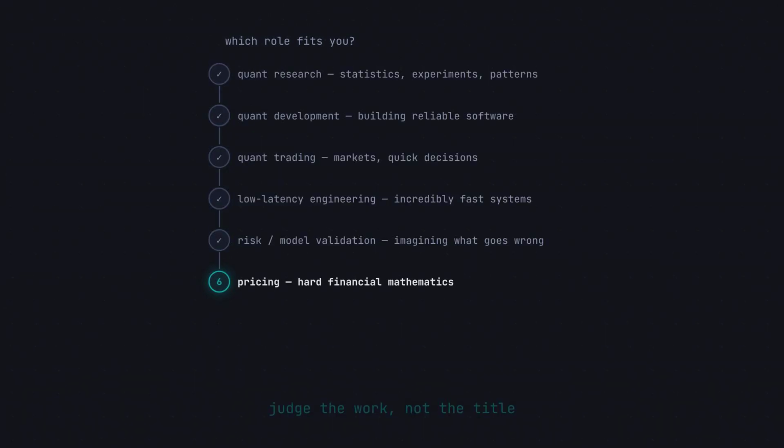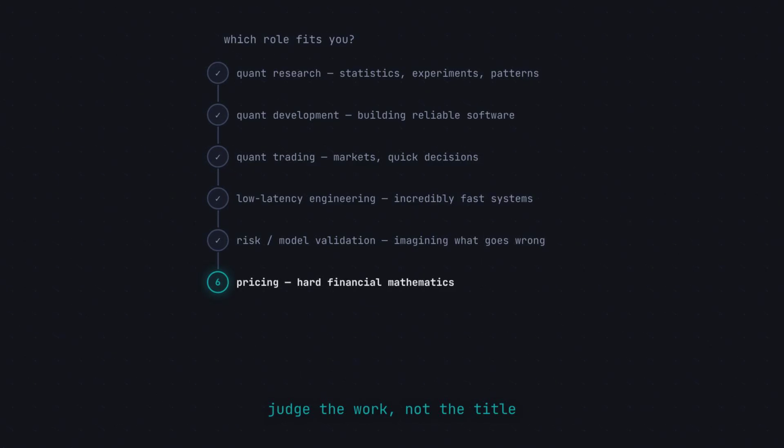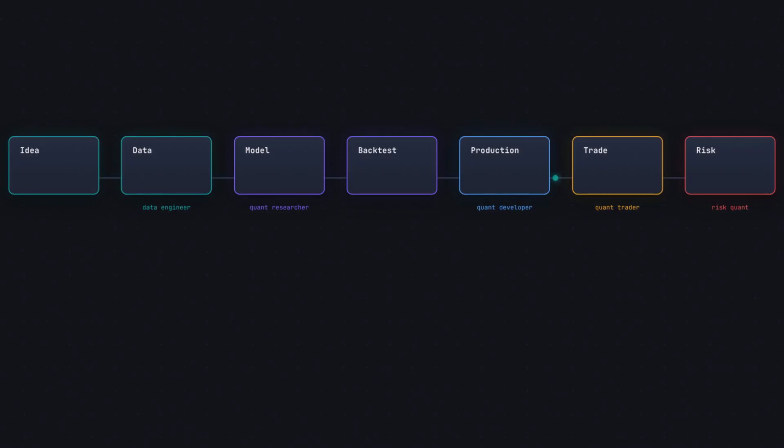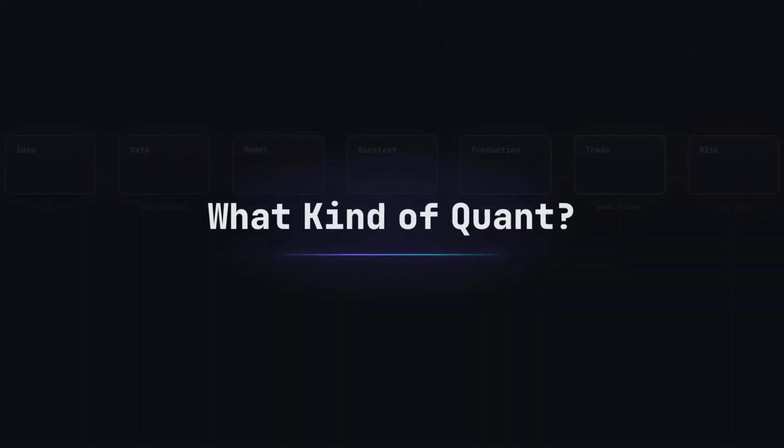One warning, job titles in this field are messy. The same role can be called quant developer at one firm and research engineer at another. Judge the role by what the person actually does, never by the title. A quant is not one job. It is a team of people using data, mathematics, and software to solve different parts of the same problem. So the next time someone tells you they work as a quant, you know the right question to ask. The question is, what kind of quant?